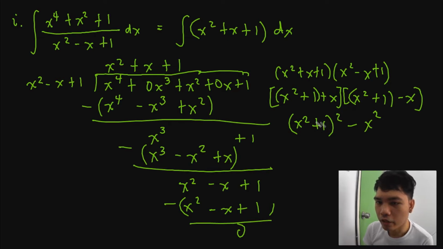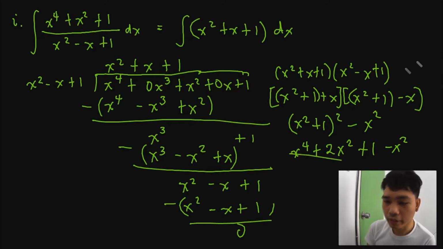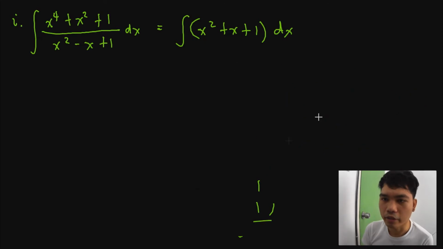Now, if we can, we can expand this in terms of x to the fourth plus 2x squared plus 1 and then minus x squared, which makes perfect sense na magiging positive x squared yung ating magiging sagot dito and then plus 1. Okay, so, yun. Na-check na natin siya yung ating sagot and that is correct as well. So, we can now proceed with integration.